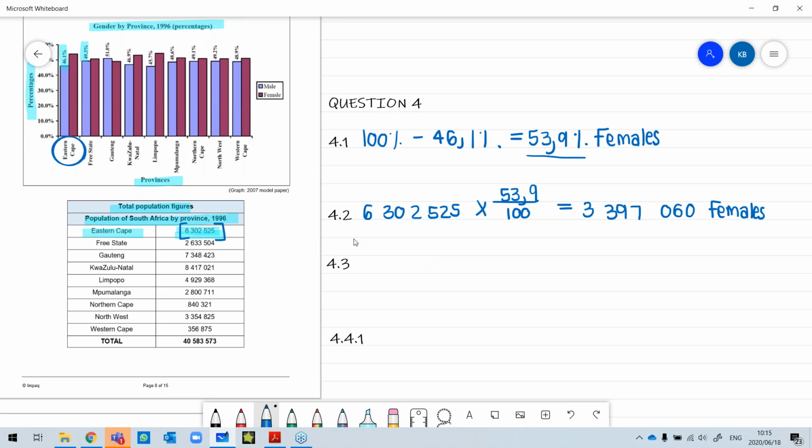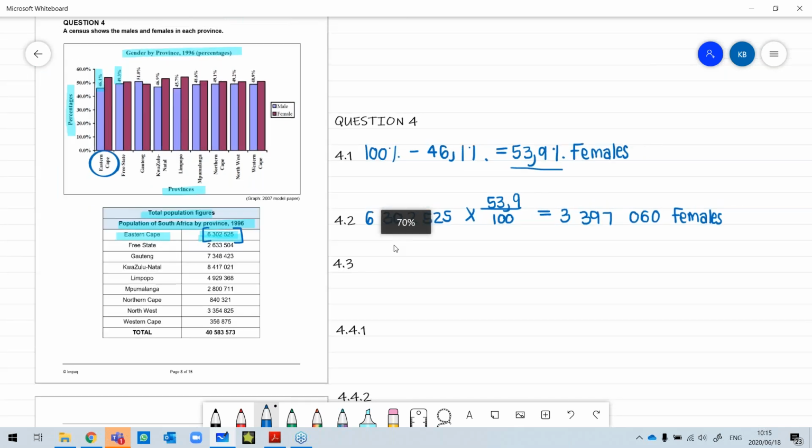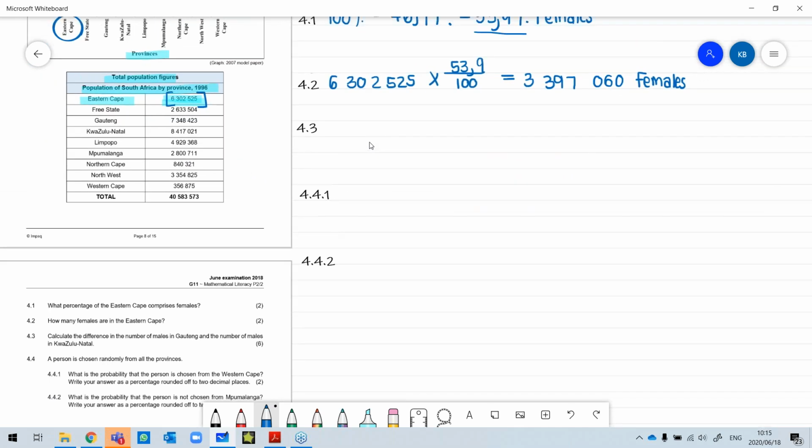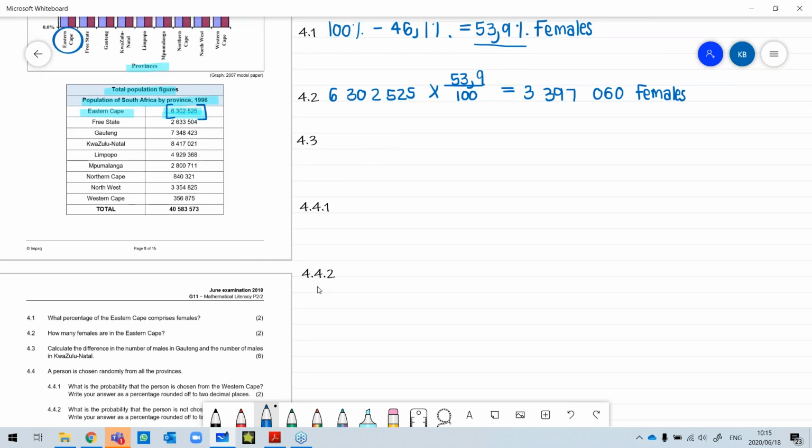Okay, question 4.3. Calculate the difference in the number of males in Gauteng and the number of males in KwaZulu-Natal. I'm going to read that question again since we close the questions each time. Calculate the difference in the number of males in Gauteng and the number of males in KwaZulu-Natal.